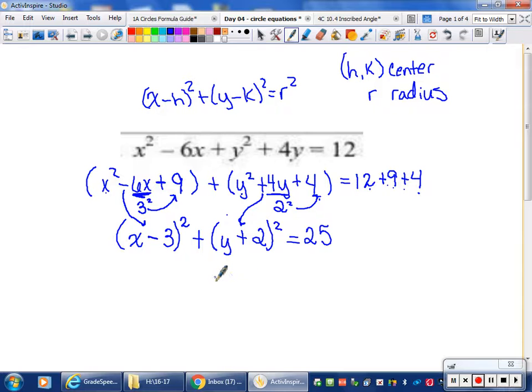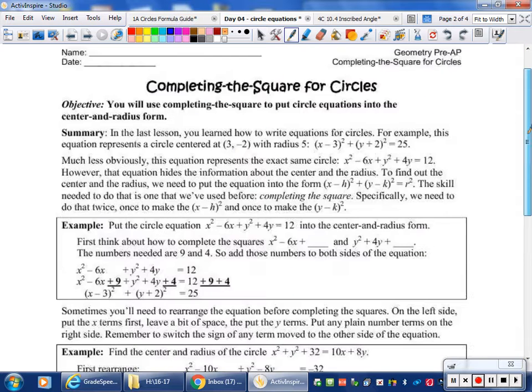Now, from there, I can find the center of this circle, and I can find the radius of this circle, which means I could then graph it. The center of my circle would be (3, negative 2), and the radius would be 5. So there you have it. That's completing the square to get the equation of a circle in standard form, in center-radius form. Let's try one more just to make sure you got it.